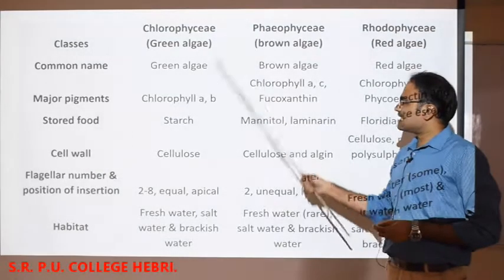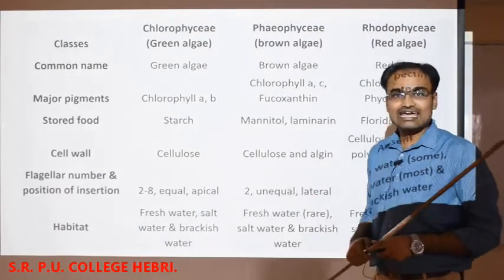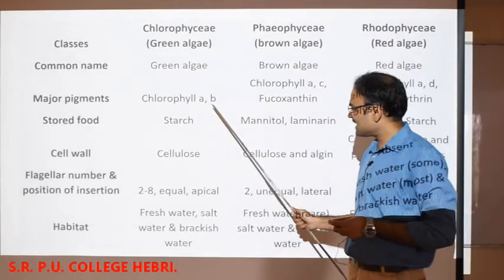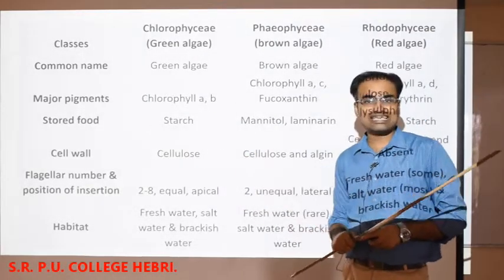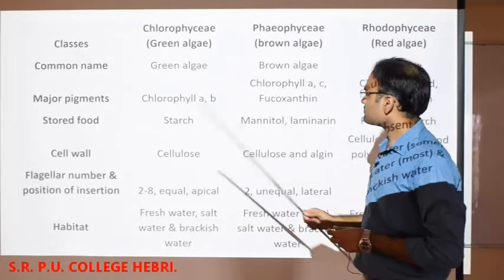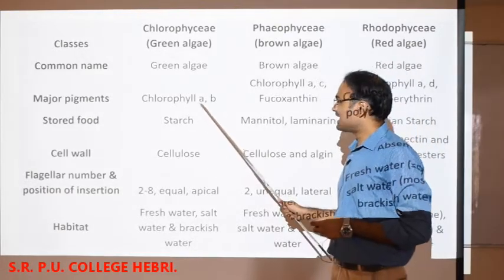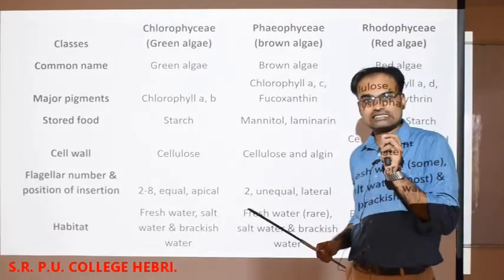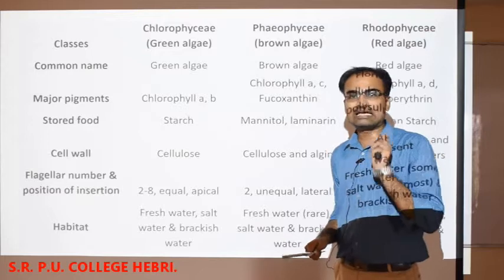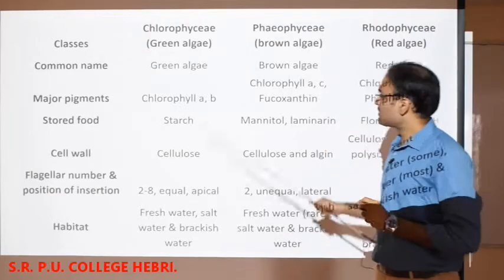The second character is the major pigments that are present in the classes. The Chlorophyceae possesses chlorophyll A and B. Chlorophyll A and B are the major pigments present in the class Chlorophyceae or green algae. Remember, chlorophyll A is the dominant one, and this chlorophyll A pigment is similar to the pigment present in green plants.